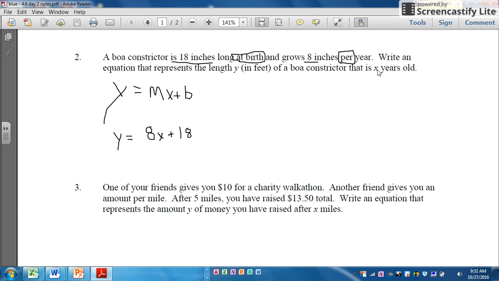So if it was 5 years old, we could take 8 times 5, which is 40. 40 plus 18, which is 58. So at 5 years old, and I just picked a random number, by the way, it would be 58 inches. So that's a way that I used the equation to solve if the question was how long is the boa constrictor going to be if it's 5 years old.